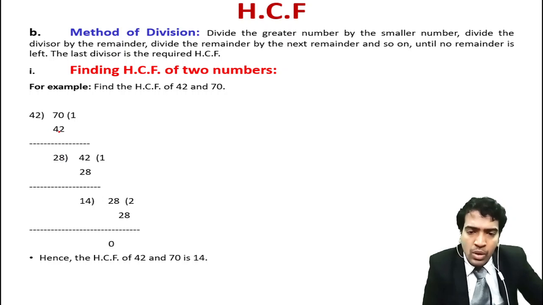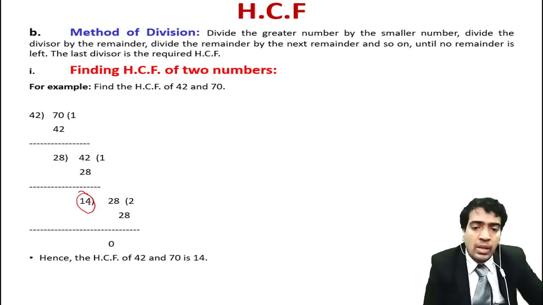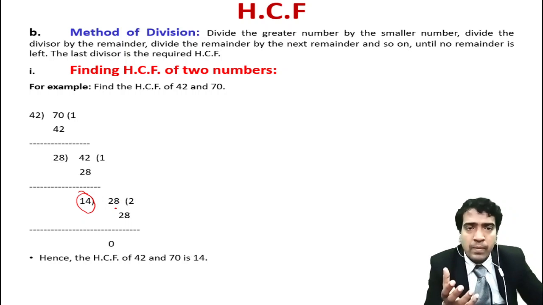Now you carry forward this divisor here, okay, and try to divide it again. 28 ones are 28, and the remainder is 14. And you carry forward this divisor here. Now 14 twos are 28. You see, this 14 divides 28 exactly. So when you continue this division, the last divisor that divides the remainder exactly, leaving a remainder 0, that is the HCF.